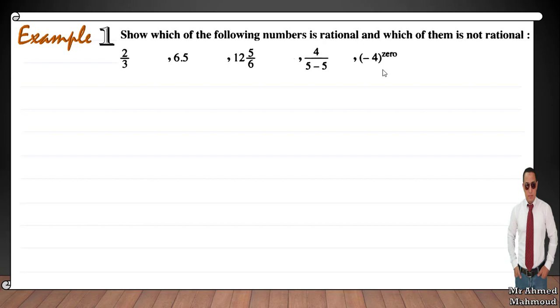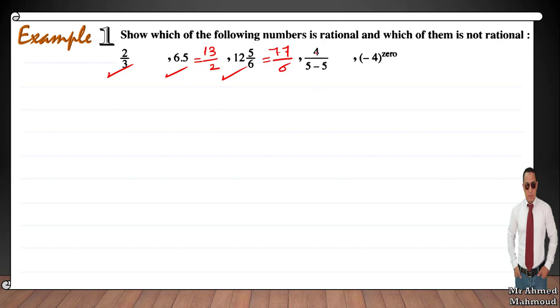Example 1. Show which of the following is rational and which of them is not a rational number. 2 over 3 is a rational number because it's a fraction and the denominator is not equal to 0. 13 over 2 is a rational number. 12 and 5 over 6: 6 times 12 equals 72, plus 5 equals 77 over 6. So 77 over 6 is a rational number.